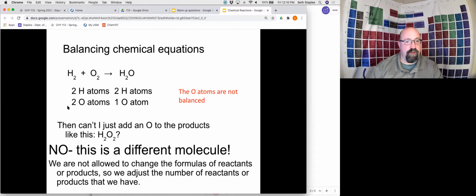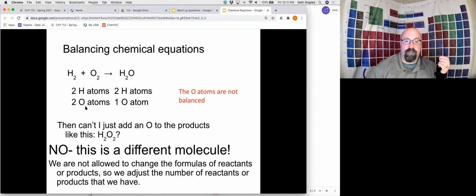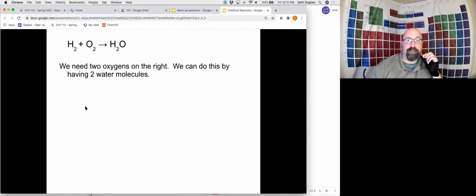It's something different. And so once we know what our subscripts are, once we have our correct chemical formulas for our products and our reactants, we cannot simply adjust the subscripts in order to balance the equation. We cannot change what the actual molecule is. What we can change is how many of them we have. And so let's look at how we would go about that with this example.